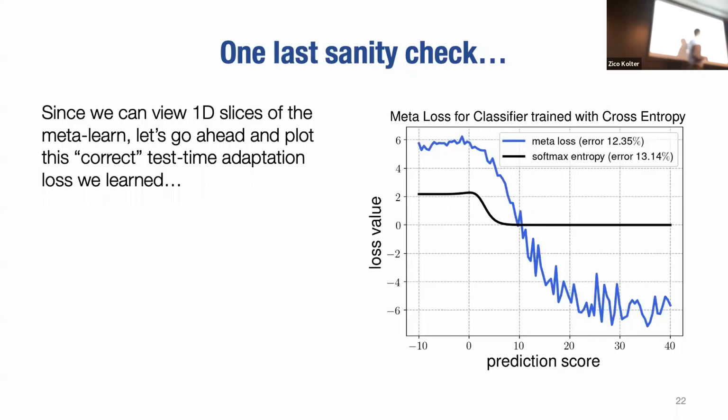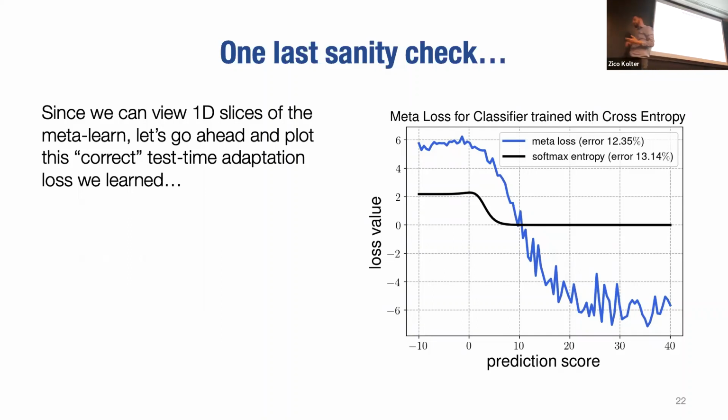So this black function here is softmax entropy, with about 13% error. And this weird, jaggedy one is the learned function. It's jagged because it's parameterized by a ReLU network, or actually a transformer or something like that. But it's this function here, right?